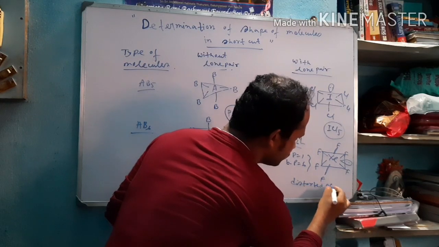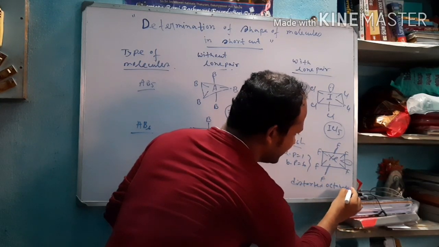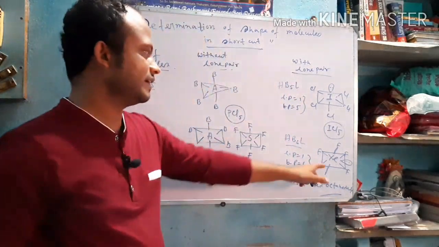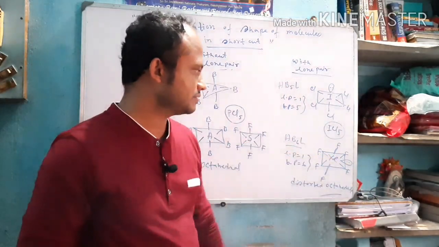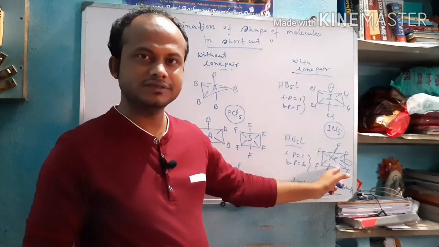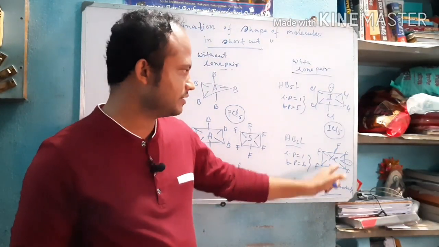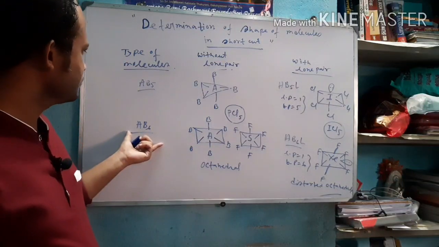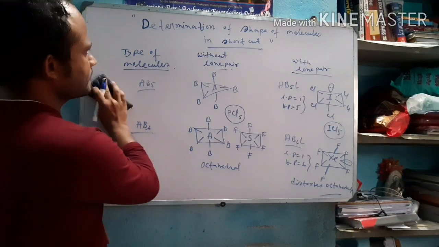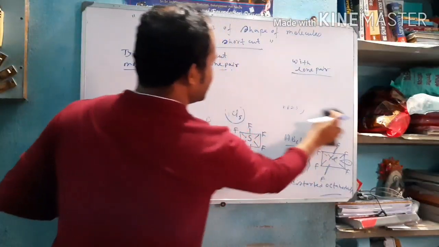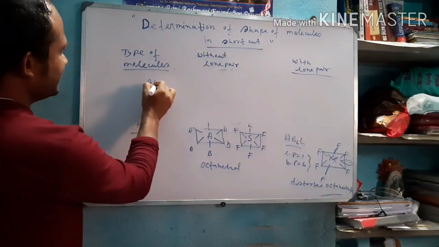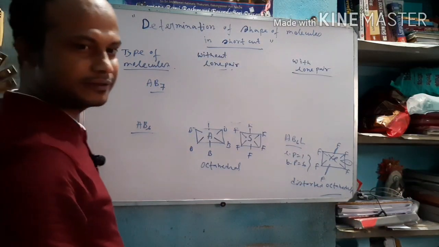Distorted octahedral. Distorted octahedral. Here XeF6. The name of this compound is xenon hexafluoride. Okay, xenon hexafluoride. So AB6 type of molecules. Now last, not the least, AB7 type of molecules.